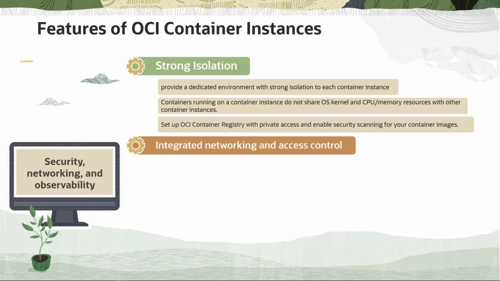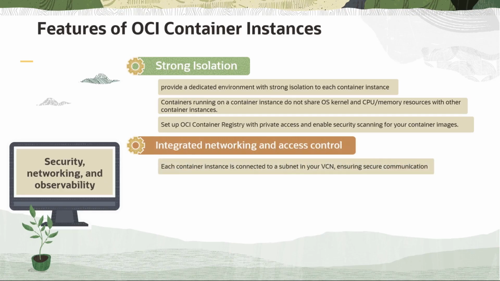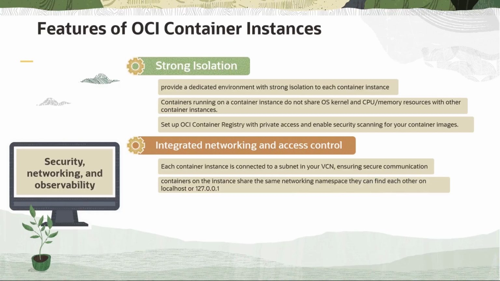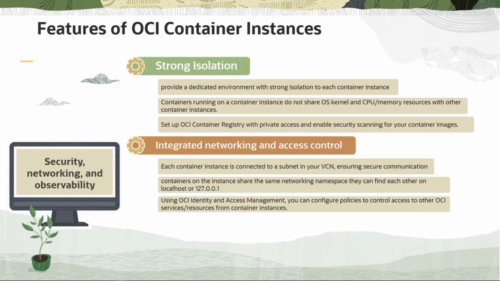Integrated networking and access control. Each container instance is connected to a subnet in your VCN, ensuring secure communication. You can optionally assign a public IP to a container instance if the container needs to be accessed publicly. The containers on the instance share the same networking namespace. They can find each other on the localhost or 127.0.0.1 IP address. Using OCI identity and access management, you can configure policies to control access to other OCI services or resources from the container instances.